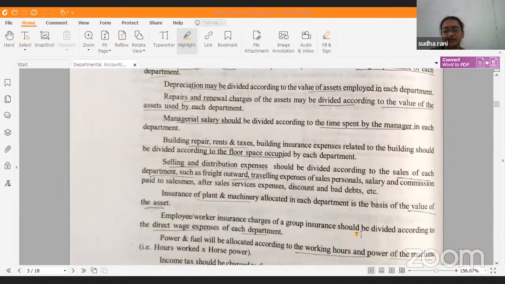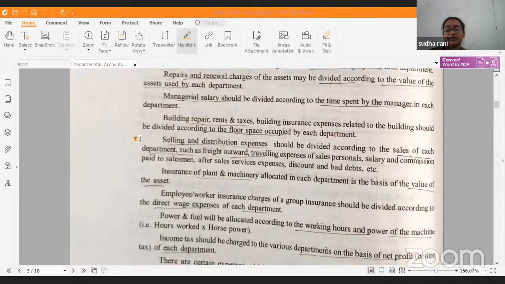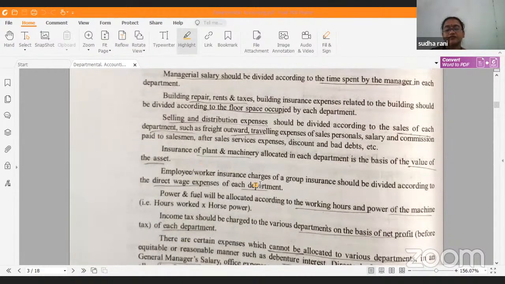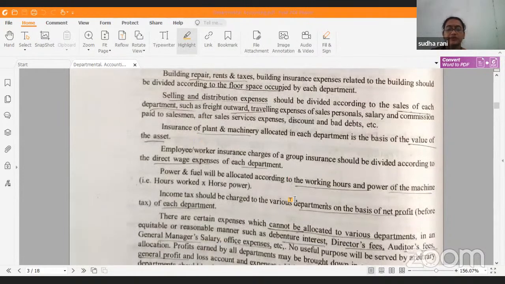The next one is employees. Employee insurance charges, generally group insurance they'll take. How do we divide it? Based on the wages of each department. In the ratio of the wages of each department, the employee group insurance is divided. Next, power and fuel are based on the working hours of the plant or machine. Next, income tax is based on the departmental profit.